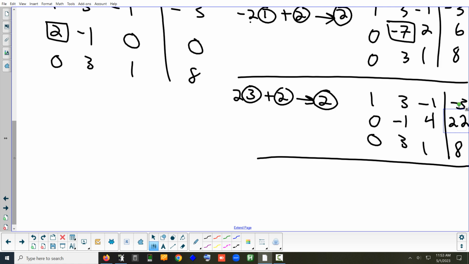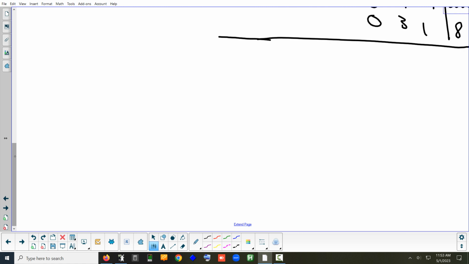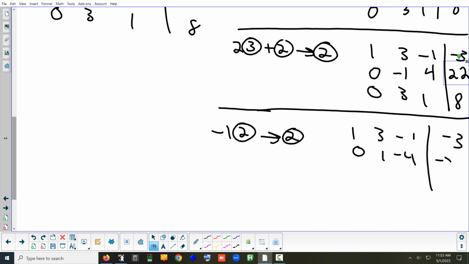And what could we do now in the second row? Make everything kind of the opposite. So multiply negative 1 to the second row. Yep. Don't add it to anything. Just do that and replace what's in row 2. So 1, 3, negative 1, negative 3. 0, 1, negative 4, negative 22. And 0, 3, 1, 8. Okay.